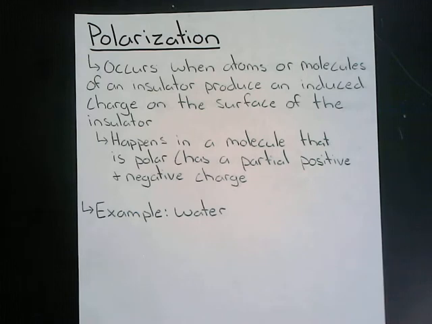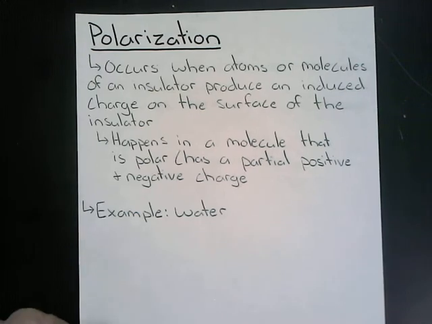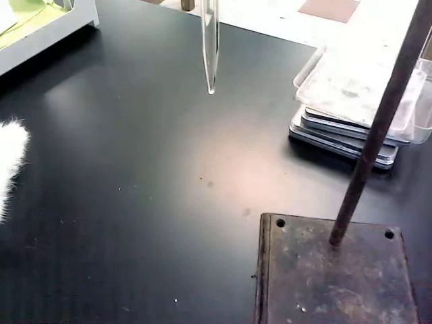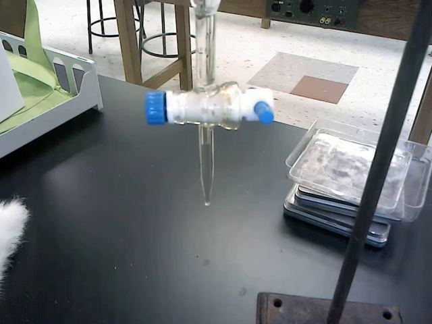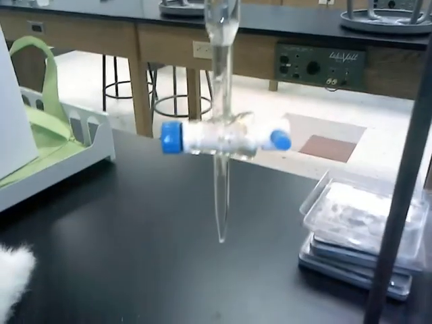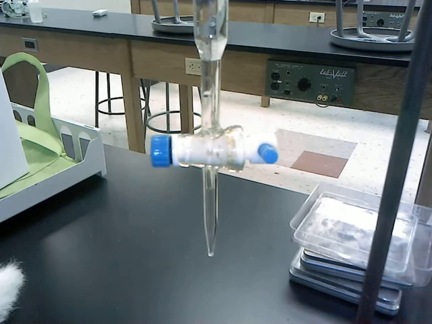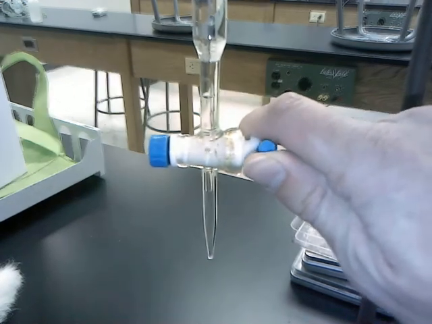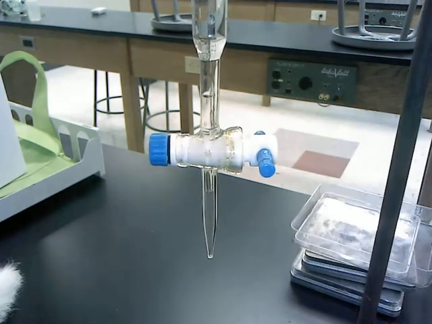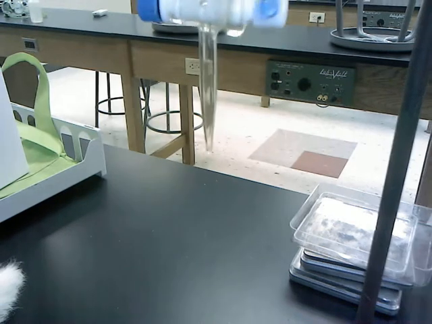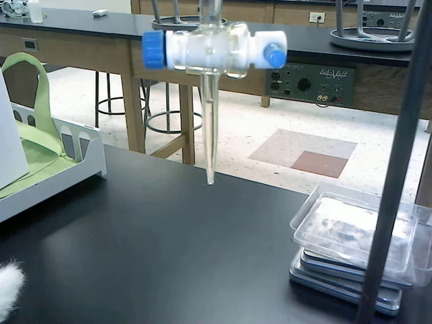So what I have here to show you this example is a basic setup. If I change the camera here, this is just a burette and it is full of water. I'm just going to show you that the flow of water, as we let it go out the burette, can go straight down. Now I'm going to raise this up just a little bit so you see just the tip of the burette.